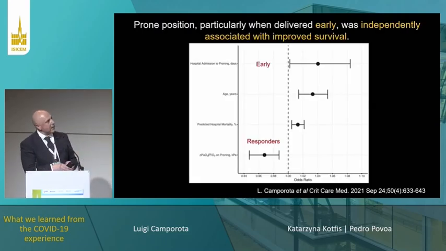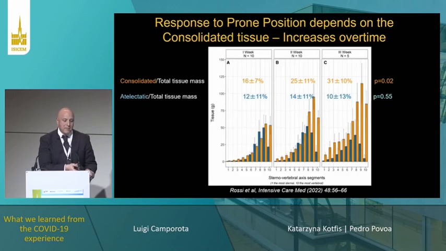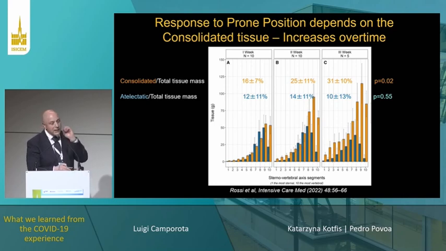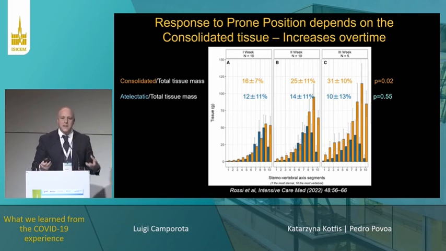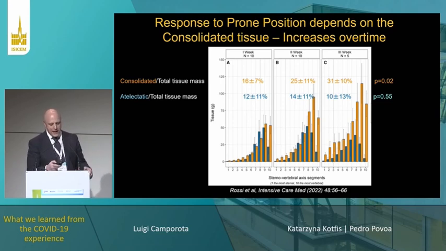What we found from our study was that patients who were proned early, and by early I mean within the first 24 hours, did much better compared to the ones that were proned late. And this has a biological rationale. You can see this is a study from Sandra Rossi and Luciano Gattinoni's group. These are CT scans of patients taken in the first week, second week, and third week. And you can see that during the first week, there is more atelectatic tissue. Atelectasis means essentially there's loss of gas, and when you change the pleural pressure, you might regain aeration.